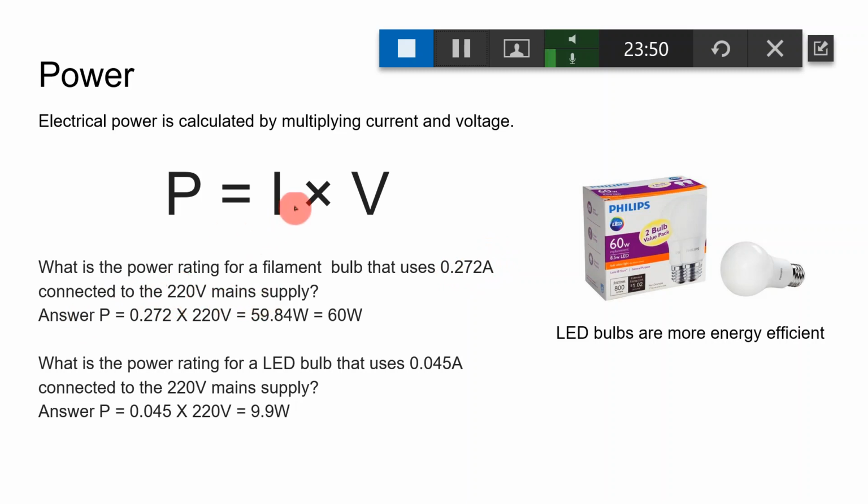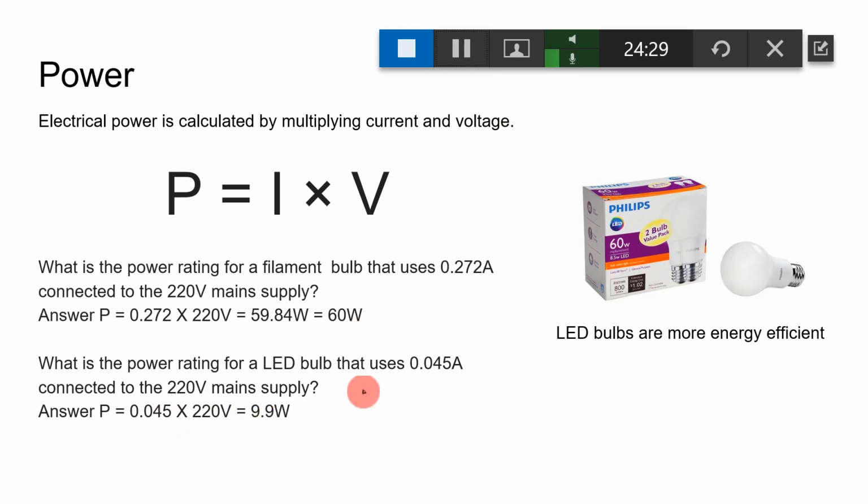So what we do is we just multiply these by each other. The power is going to be 0.272 multiplied by 220, and that's equal to 59.84 watts, or if we round it up, it's equal to 60 watts. Now, if we take another type of bulb, an LED bulb, what is the power rating for an LED bulb which uses 0.045 amps connected to a 220 volt main supply? If we multiply these by each other, 0.045 multiplied by 220 volts, that's equal to 9.9 watts.